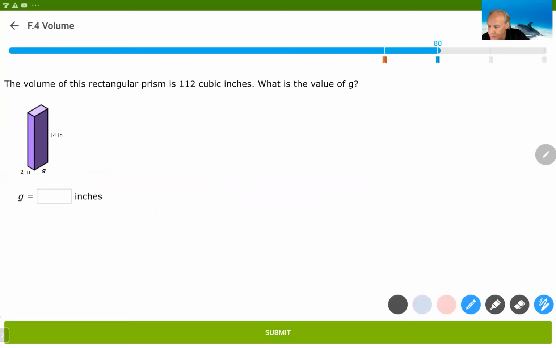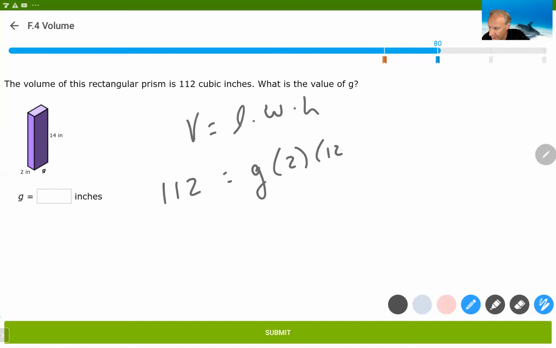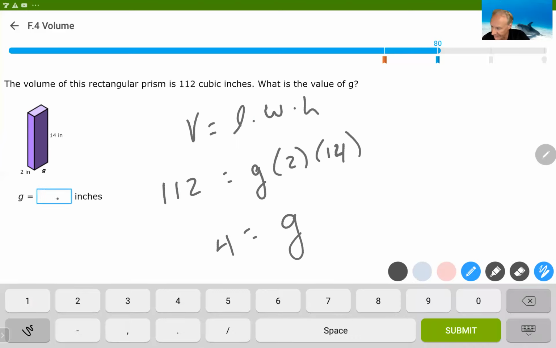What is the value of G? Well, in this case, we've got the volume is equal to length times width times height. The volume is 112. What is the value of G? I'm going to call that G, the length. G times 2 times 14. 14, I said. And so I'm going to divide by 28 on both sides. And G is equal to 4. Approximately. No, exact. 4.